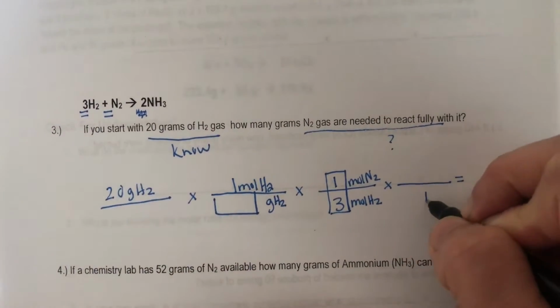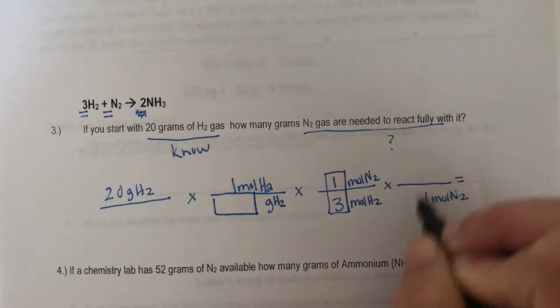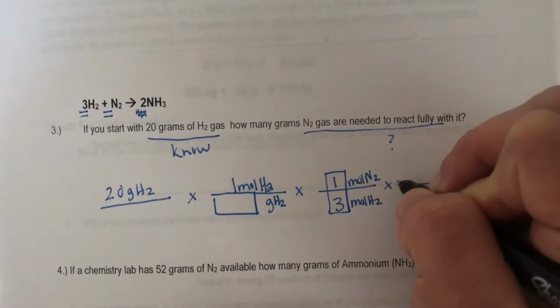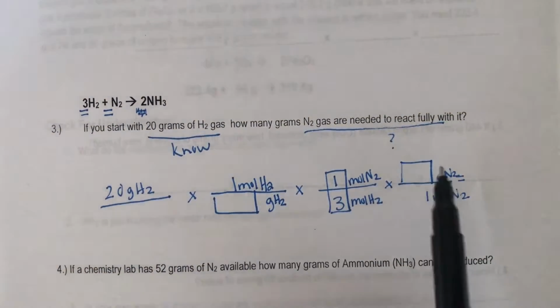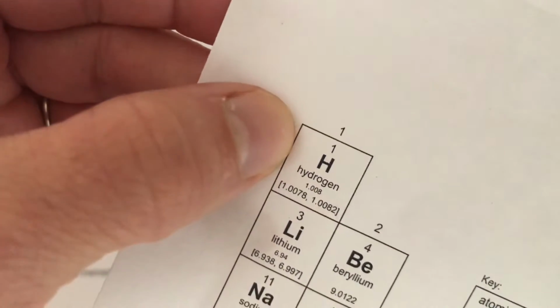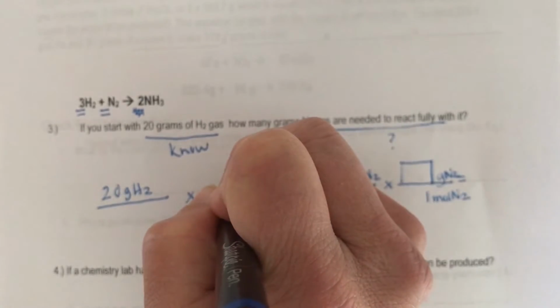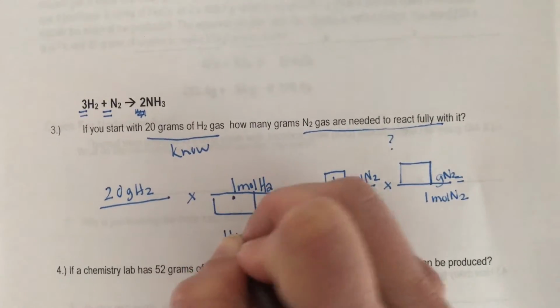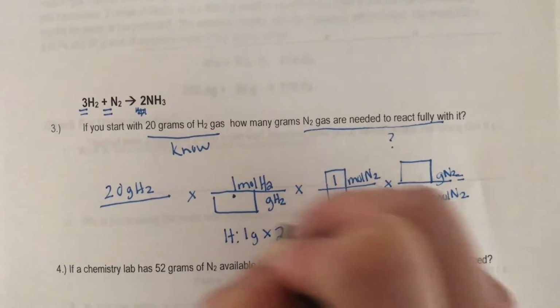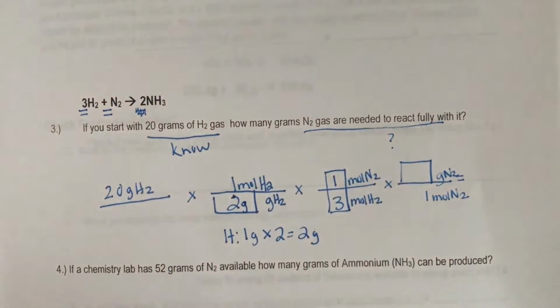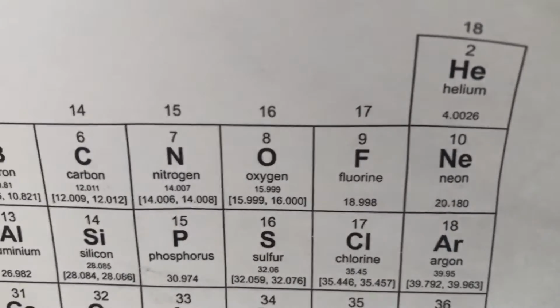And then at the very end, I want to cancel my moles of N2. So this is always going to be a 1, and I'm going to go into grams of N2. And I'm going to fill in this box with the molar mass of N2. So let's fill in my final 2 molar masses. Grams of H2 can be found on the table. It's 1 gram times 2 H's, so I have 1 gram times 2 H's in H2. And for N2, N is right here. It is 14 times 2.